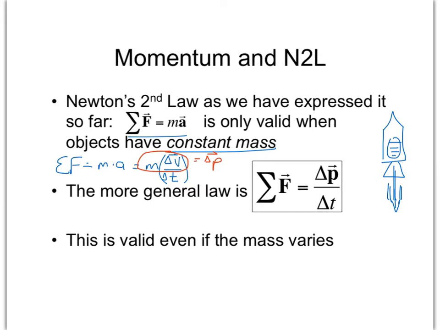So what that means is we can define the net force on an object as the change in momentum over the change in time, and that's exactly what that tells us right there. So it's really not changing anything, it's just looking at it in a different way. This is more general, and this is even valid if the mass varies.